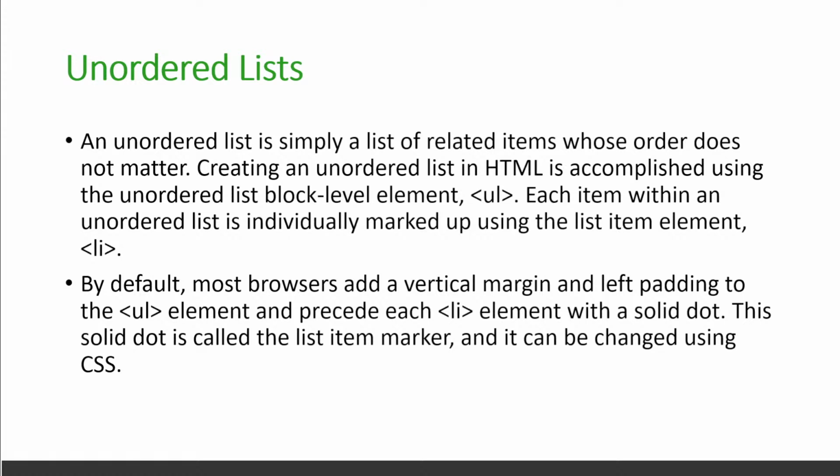So by default, most browsers add a bit of vertical margin and left padding to the UL element and precede each LI element with a solid dot, which we call a disk. And this disk is what we call a list item marker. And we can actually change how this list item marker looks utilizing CSS, which we'll talk about later on.